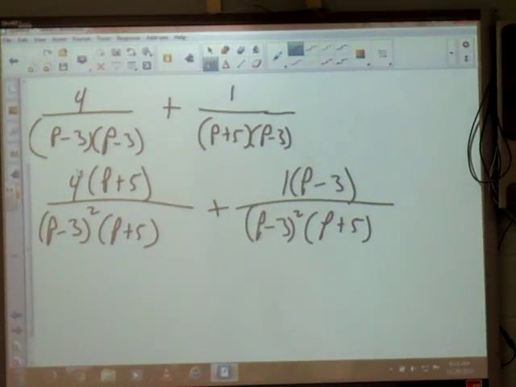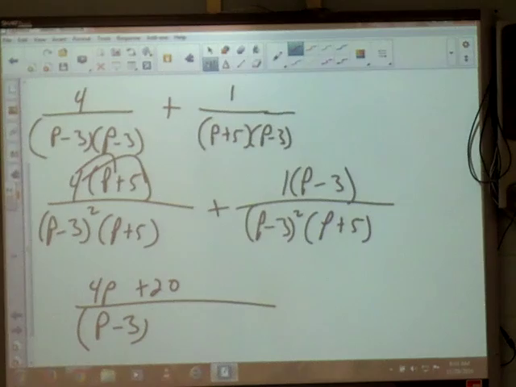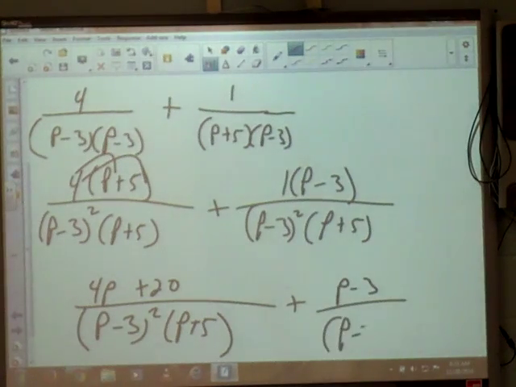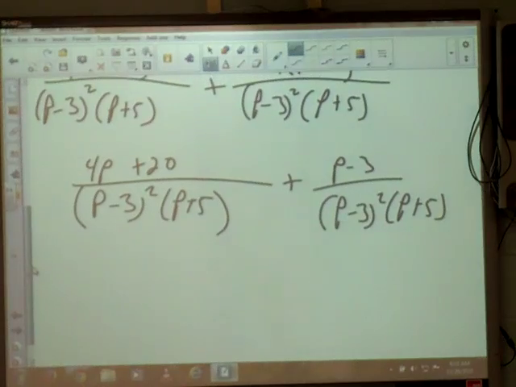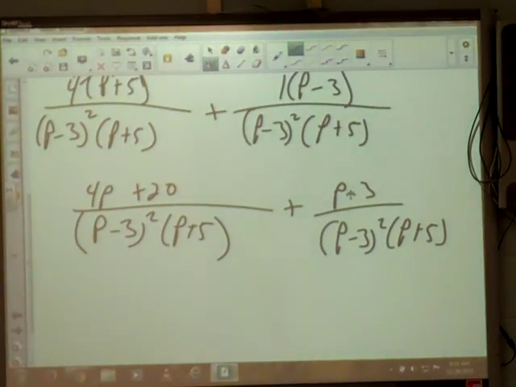So that wasn't too bad. 4p plus 1p is 5p. 20 plus negative 3, so 17.